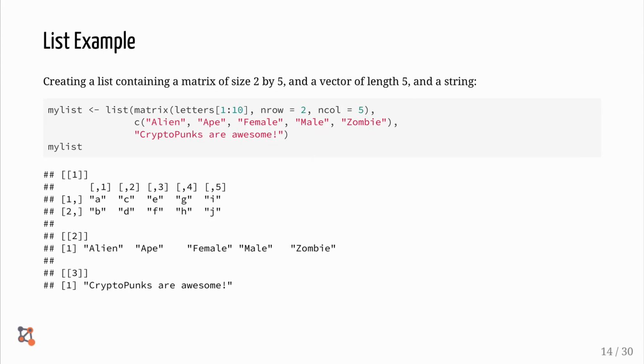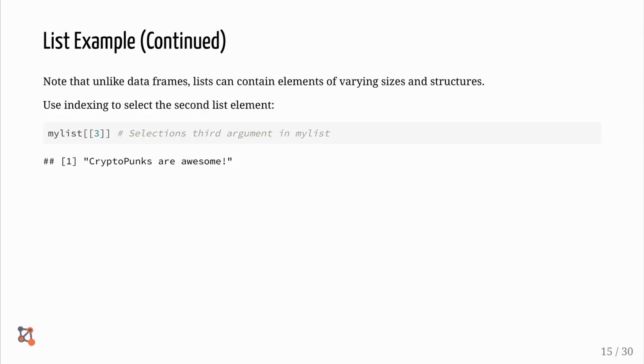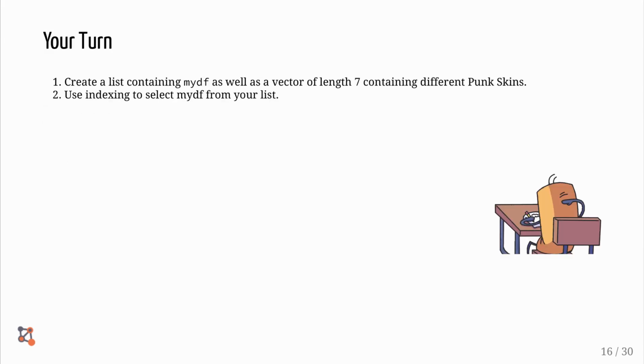Let's have a look at an example. Let's create a list containing a matrix of size 2 by 5, a vector of length 5, and a string. Note that unlike data frames, lists contain elements of varying sizes and structures. Let's use indexing to select the second list element. This code prints the string: CryptoPunks are awesome.